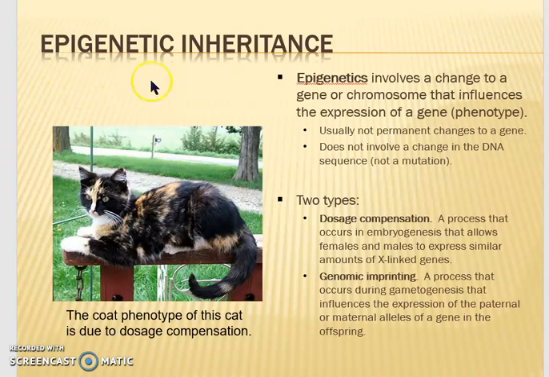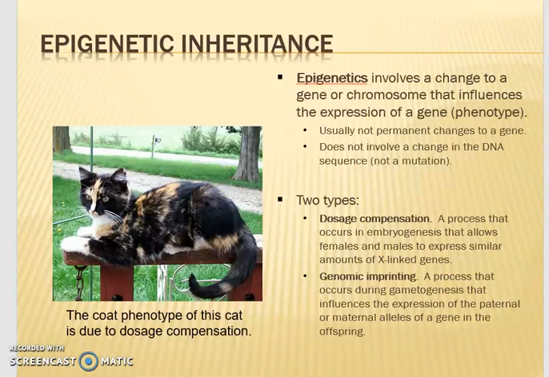Okay, and epigenetics is a change to a gene or chromosome that influences the expression of the gene. So right here, we see this cute little calico cat. Here are two types of epigenetic inheritance. Dosage compensation occurs in embryogenesis and allows females and males to express similar amounts of X-linked genes.